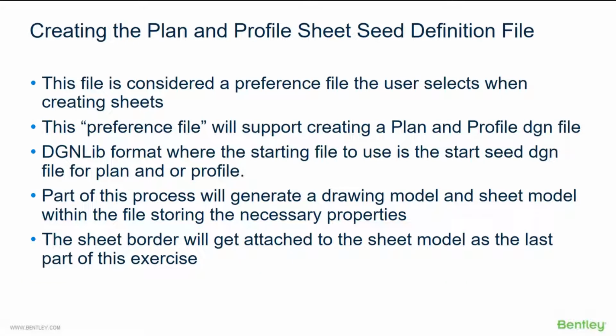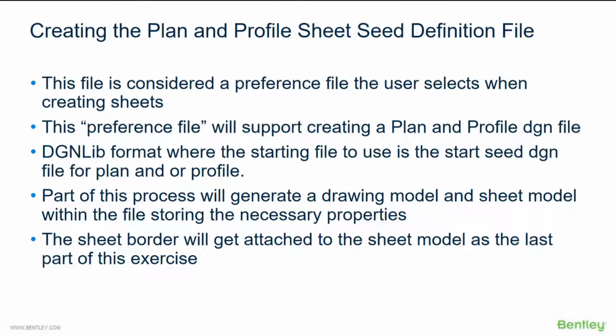Again, this is going to be considered a preference file. The user is going to select when creating the plan and profile DGN file in the DGN lib format as the others. And we're going to be using the plan and or profile starter seed file again. Part of this process again is going to generate a drawing model and a sheet model within that file, storing the necessary properties. And then the sheet border is going to get attached again to the sheet model as the last part of this exercise.